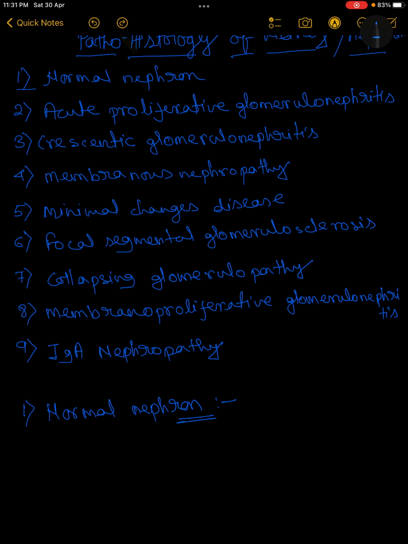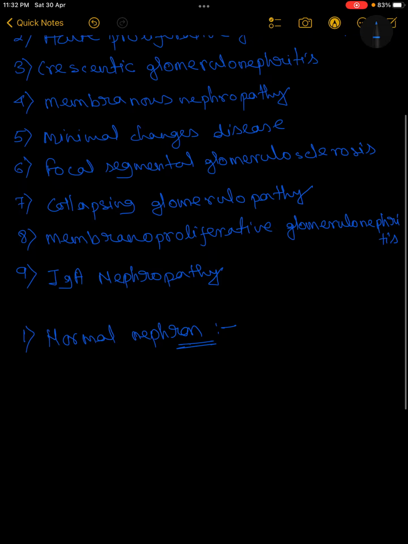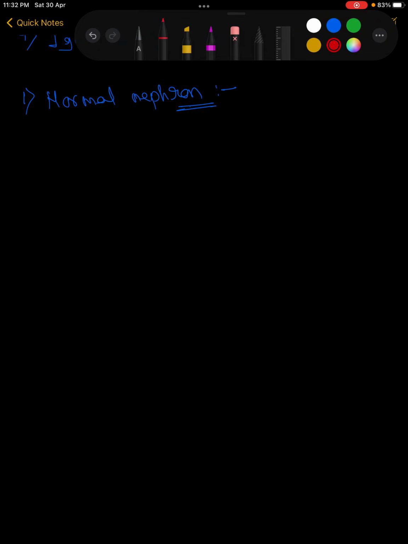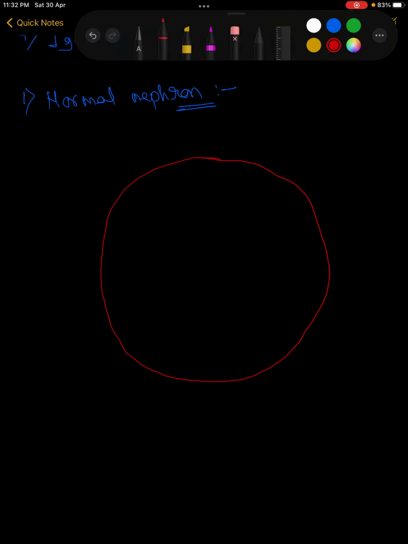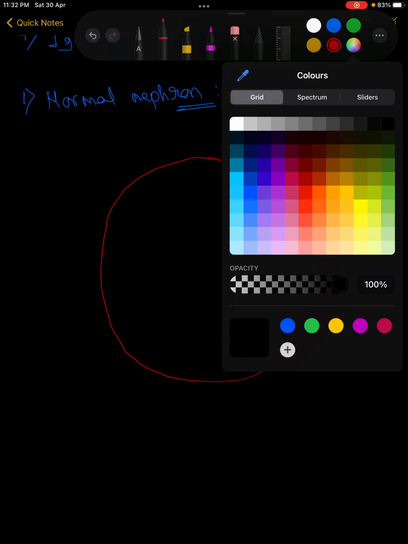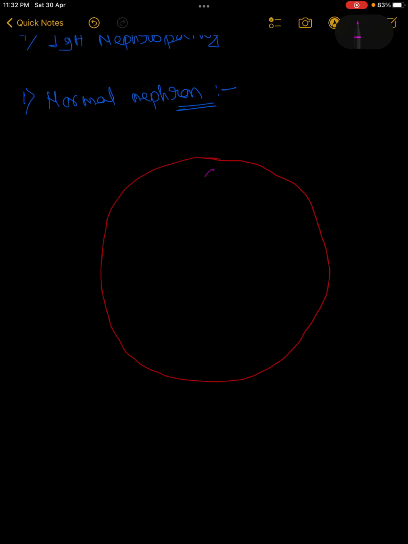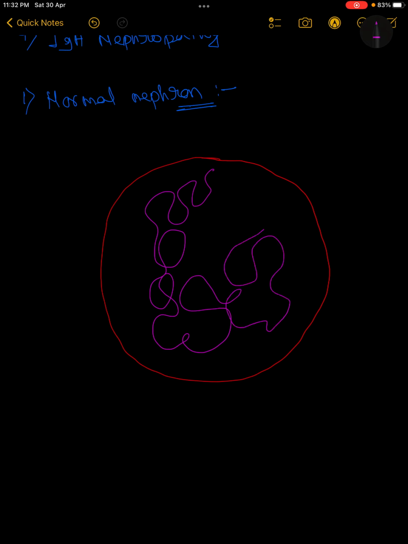First is our normal nephron. How does the normal nephron look like? Okay, so let's try to draw it. So this is our parietal epithelium of Bowman's capsule. Now let's think about this as our glomerular tuft. Okay, this is our glomerular tuft.